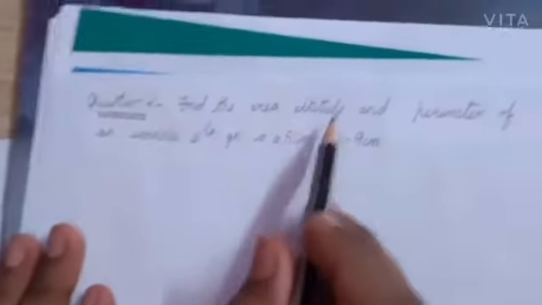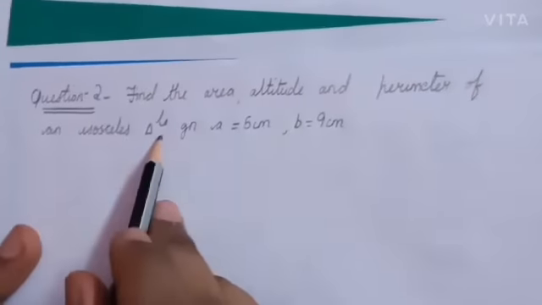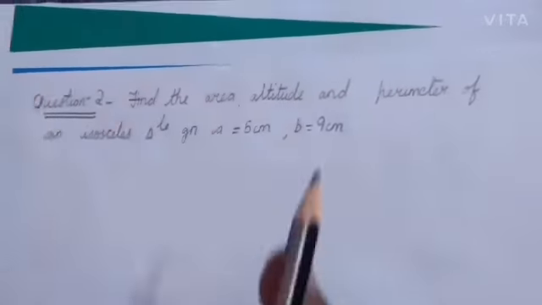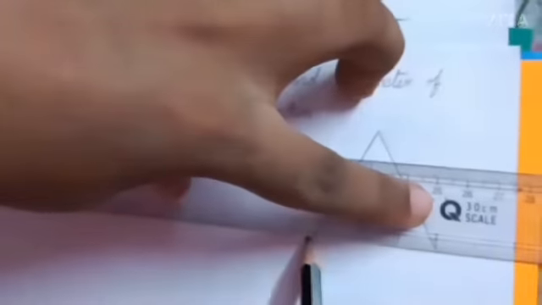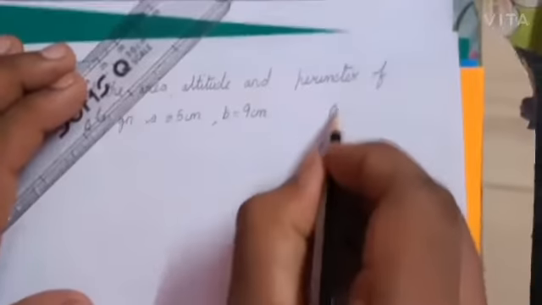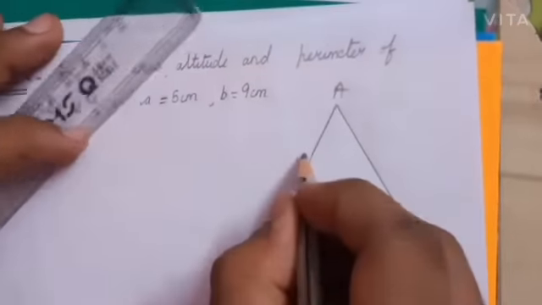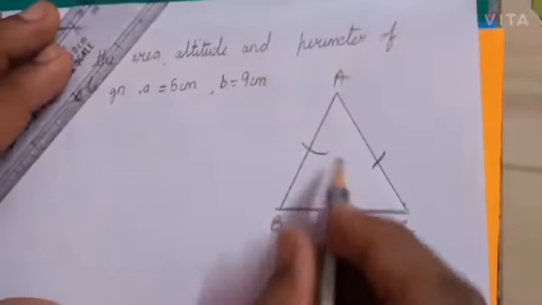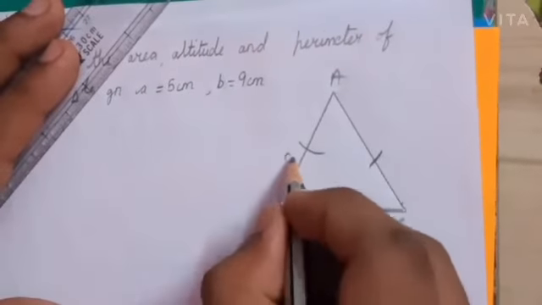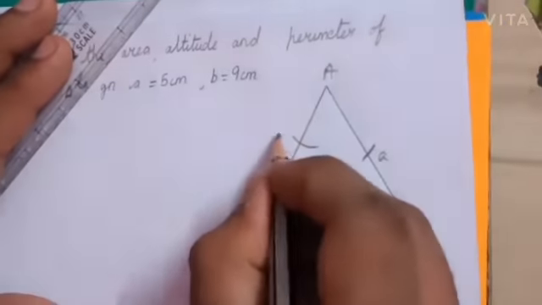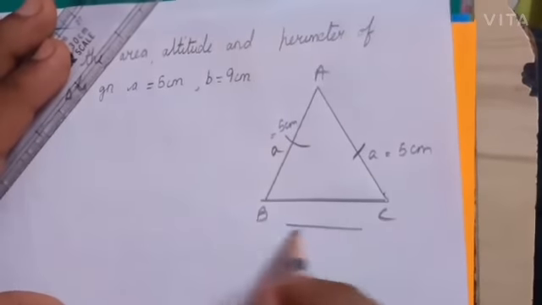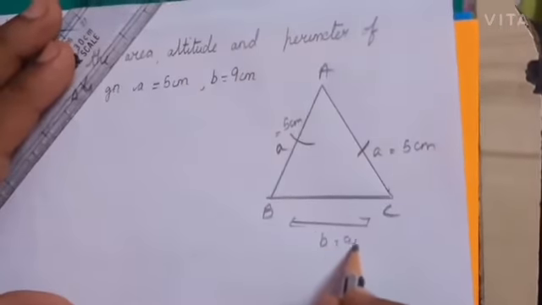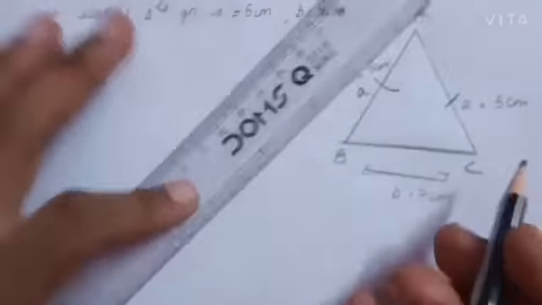Find the area, altitude and perimeter of the isosceles triangle given a is equal to 5 centimeters and b is equal to 9 centimeters. So let us draw a triangle here. Let us name it as A, B and C. We know that the two sides are equal, so AB is equal to AC. AB is equal to a, that is 5 centimeters, AC is equal to a, that is 5 centimeters, and BC, let us name it as b, is 9 centimeters.